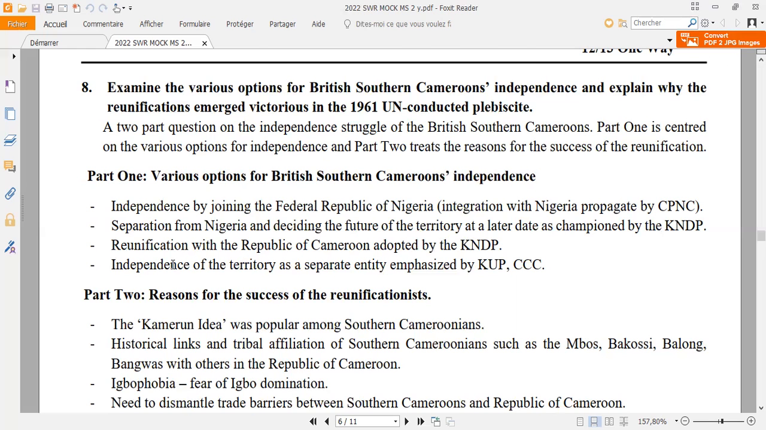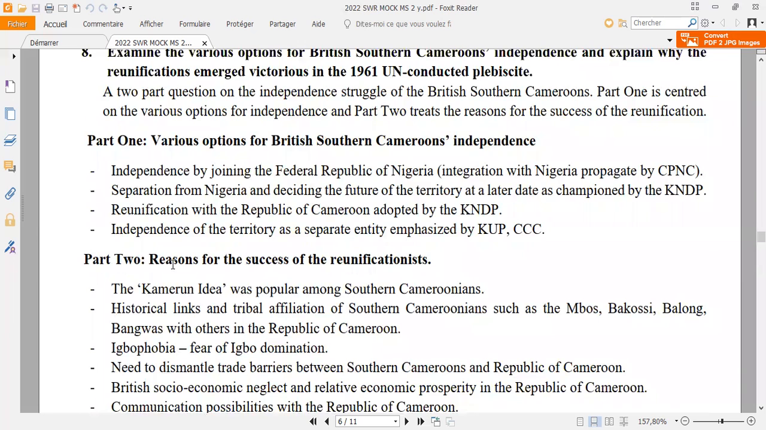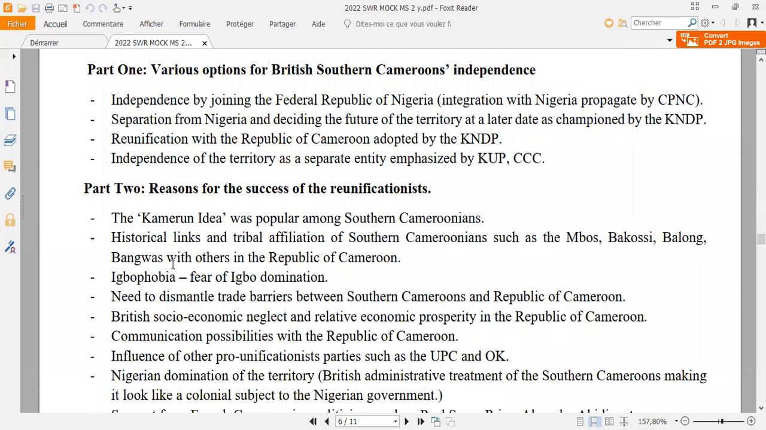Now, part two is going to focus on the reasons for the success of the reunificationists. You have, for example, the Cameroon idea was popular among Southern Cameroon. That is what Cameroon was before the mandate, or before the First World War. Historical link and tribal affiliation of Southern Cameroon, such as the Mbo, Bakosi, Balong, with the Bangwa, was with the Republic of Cameroon. You have Igbophobia, fear of Igbo domination. You have the need to dismantle trade barrier between Southern Cameroon and the Republic of Cameroon. You have British socio-economic neglect and relative economic prosperity in the Republic of Cameroon.